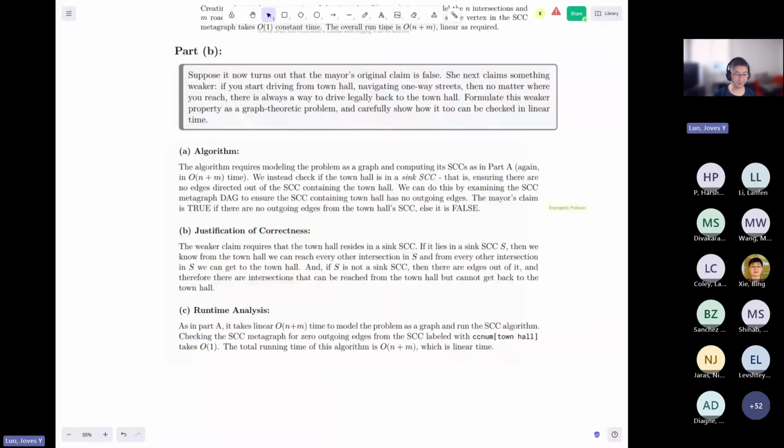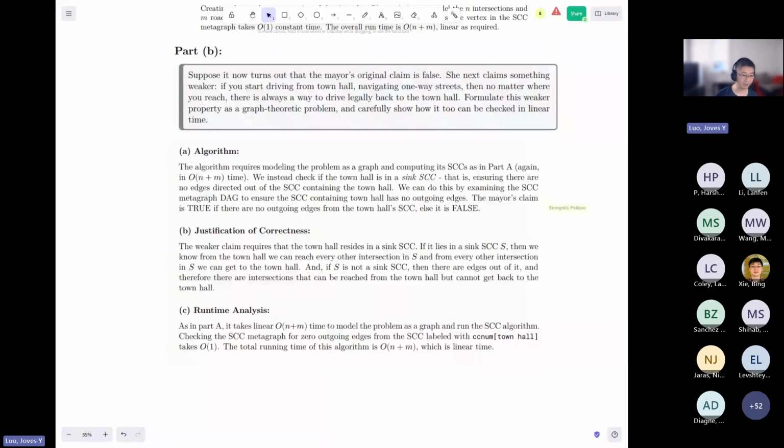Algorithm requires modeling the problem. Wait, did I get this right? Yeah, okay. Again, in all of n plus m time, we instead check that the town hall is in a sink SCC, that is, ensuring that there are no edges directed out of the SCC containing the town hall. Do this by examining the DAG that we've already constructed by running the SCC algorithm, check that there's no outgoing edges, and then your second weaker claim is true.